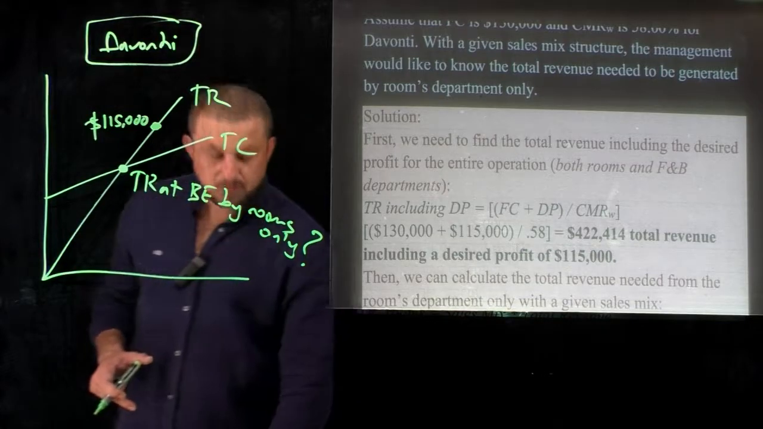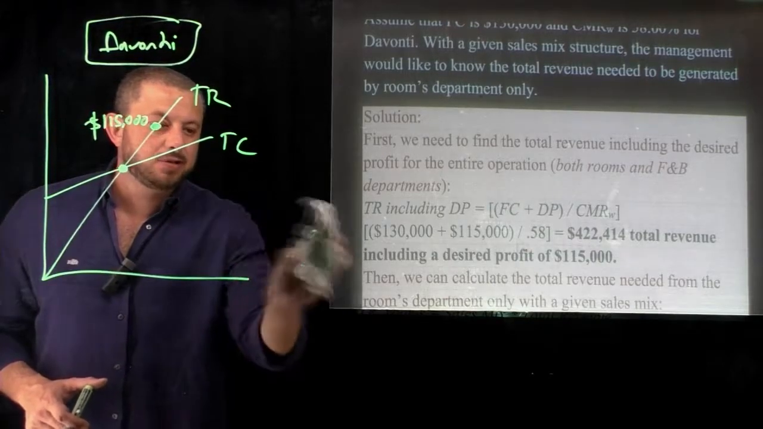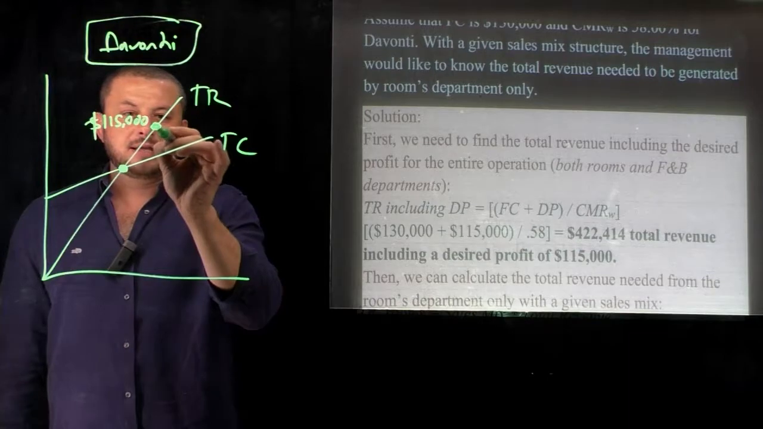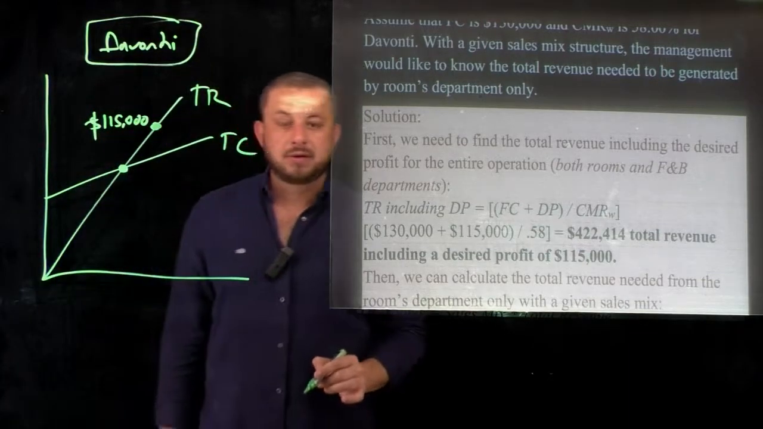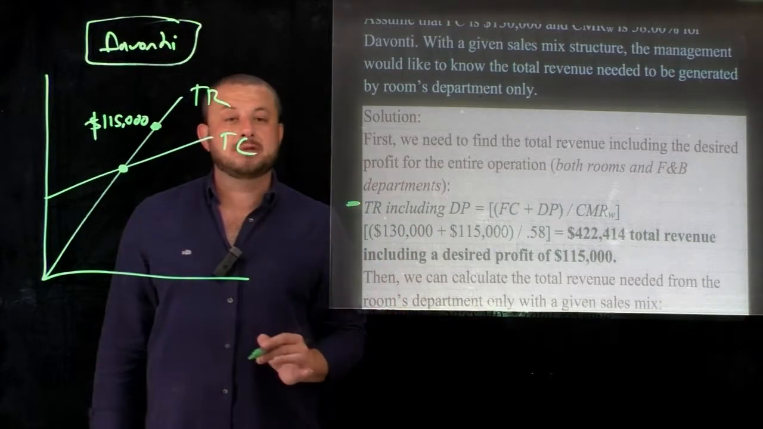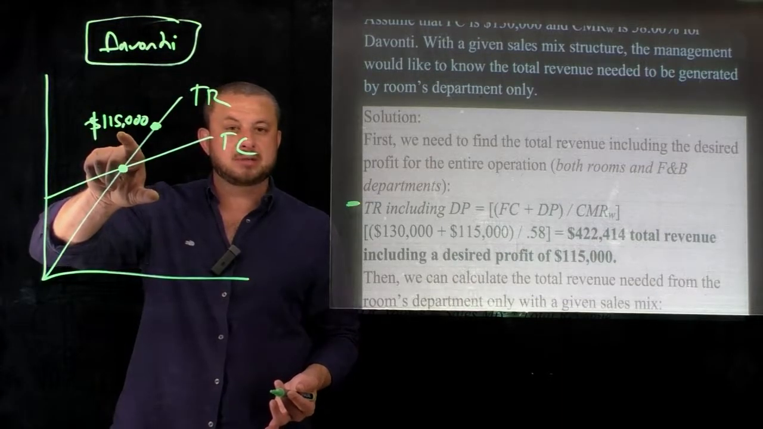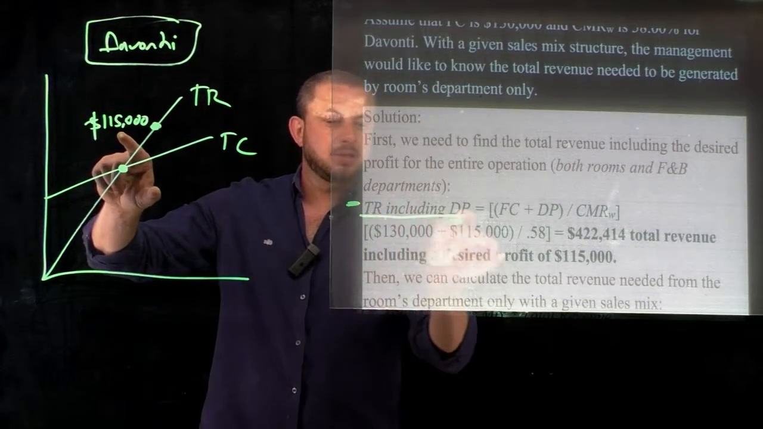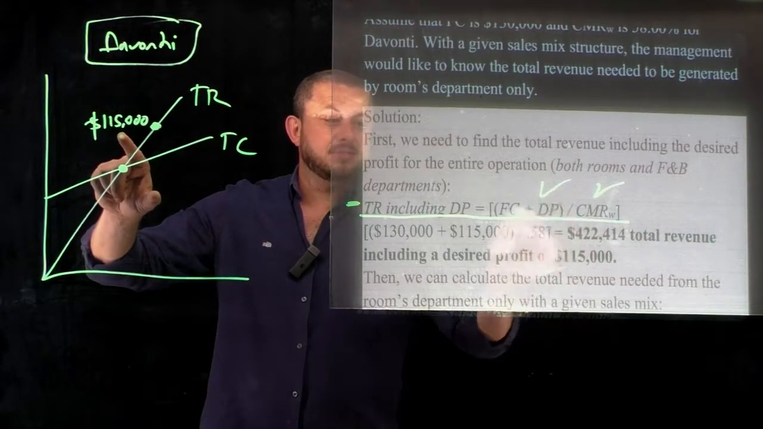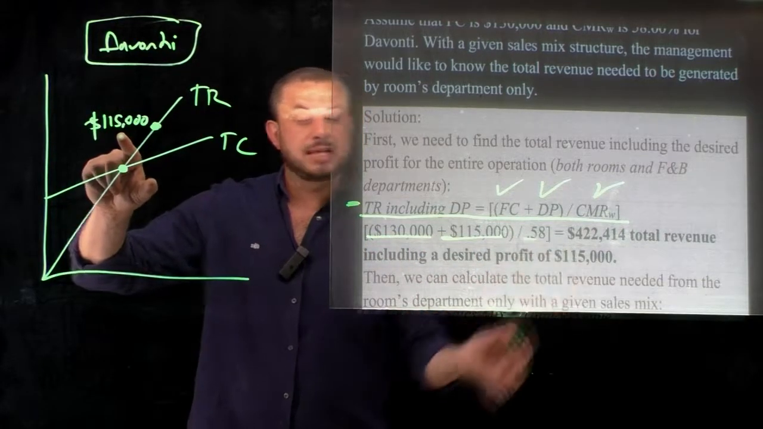First thing you have to do, let me just erase this because I apologize, I thought it was talking about TR break even. No, it was that TR at DP. Okay. They would like to make a $115,000 profit, okay? The first thing you have to do, you're going to find the revenue levels that you have to generate in order for Davonte to make $115,000 profit. TR including DP is equal to FC plus DP over CMRW. CMRW is given, DP is given, FC is given. $130,000 plus $115,000 over 58%.